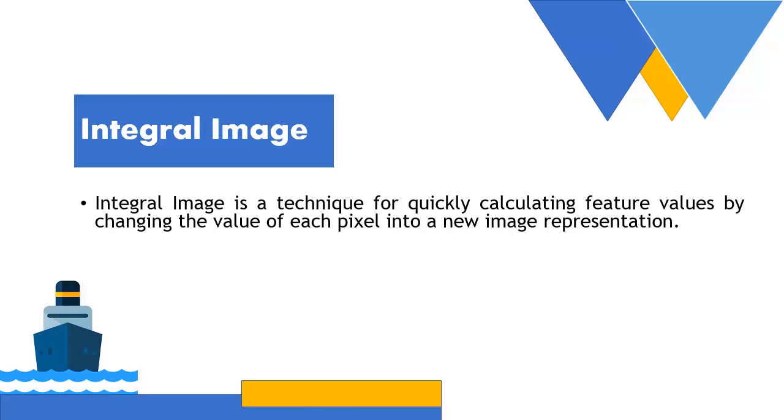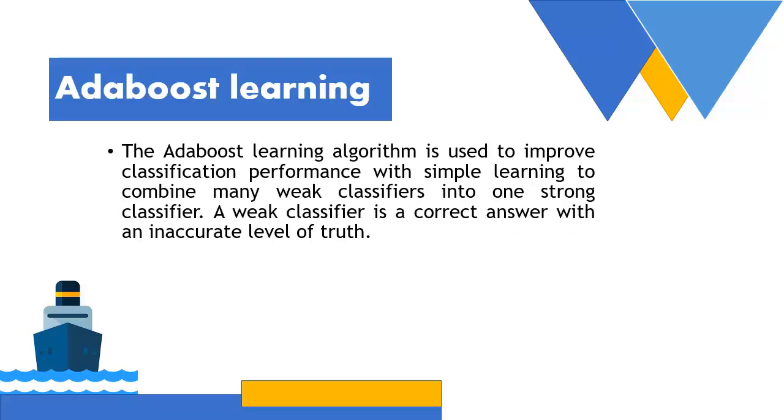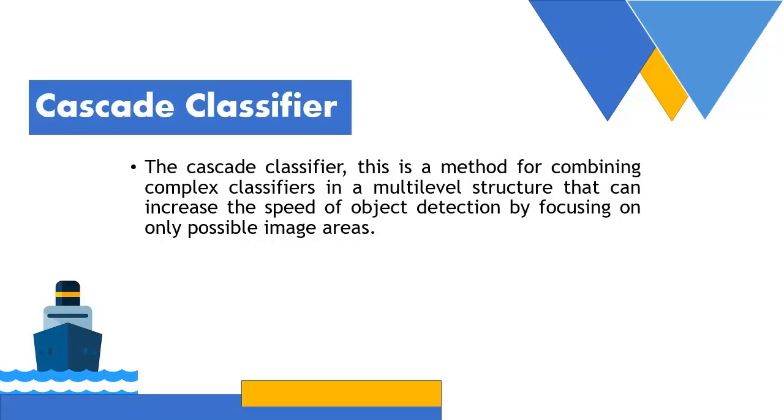An integral image is a technique for quickly calculating feature values by changing the value of each pixel into a new image representation. The AdaBoost learning algorithm is used to improve classification performance with simple learning, combining many weak classifiers into one strong classifier. A weak classifier is a correct answer with an inaccurate level of truth, while a cascade classifier is a method for combining complex classifiers in a multi-level structure that can increase the speed of object detection by focusing on only possible image areas.